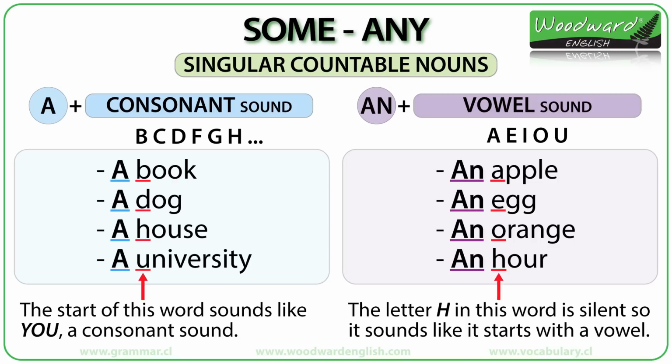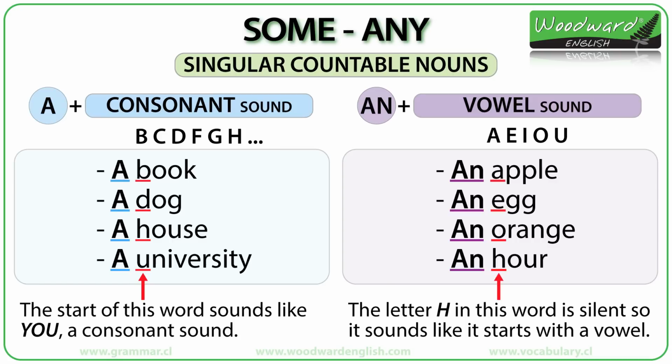Before singular countable nouns, we can use a or an, which are both indefinite articles. A is used when the next word starts with a consonant sound. A book, a dog, a house, a university. The start of the word university sounds like U, a consonant sound.